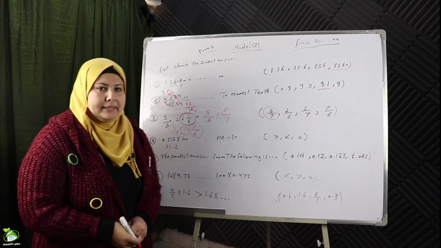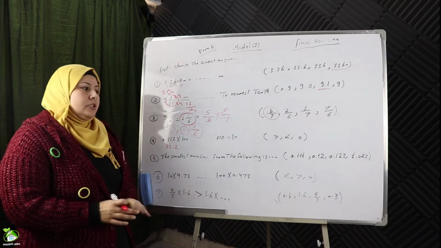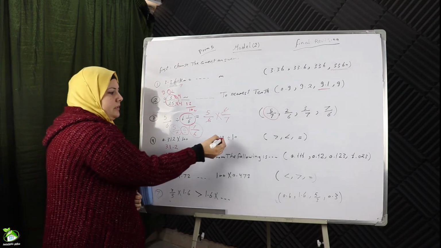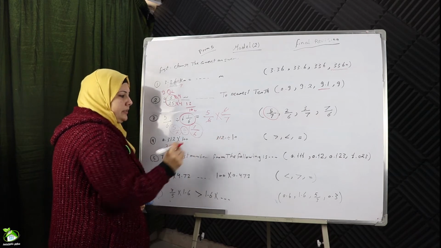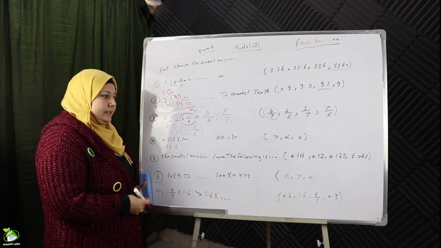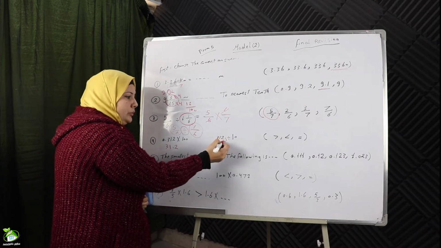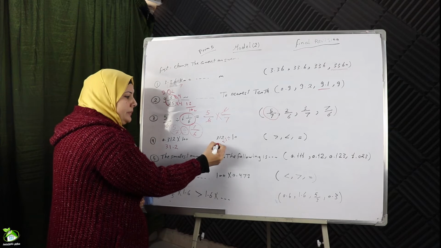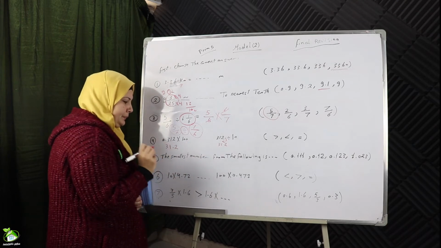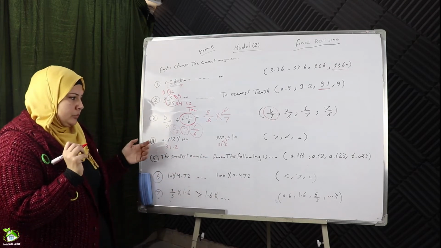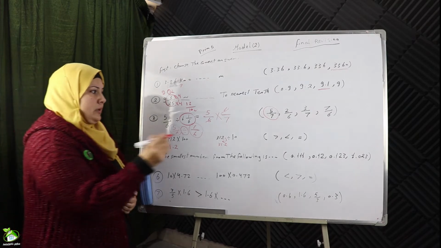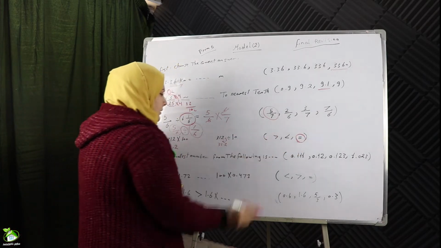312 divided by 10. Any integer number has a decimal point on the right. To divide any whole number by 10, move the decimal point to the left 1 digit. The result will be 31.2. 31.2, 31.2, we will choose equal.